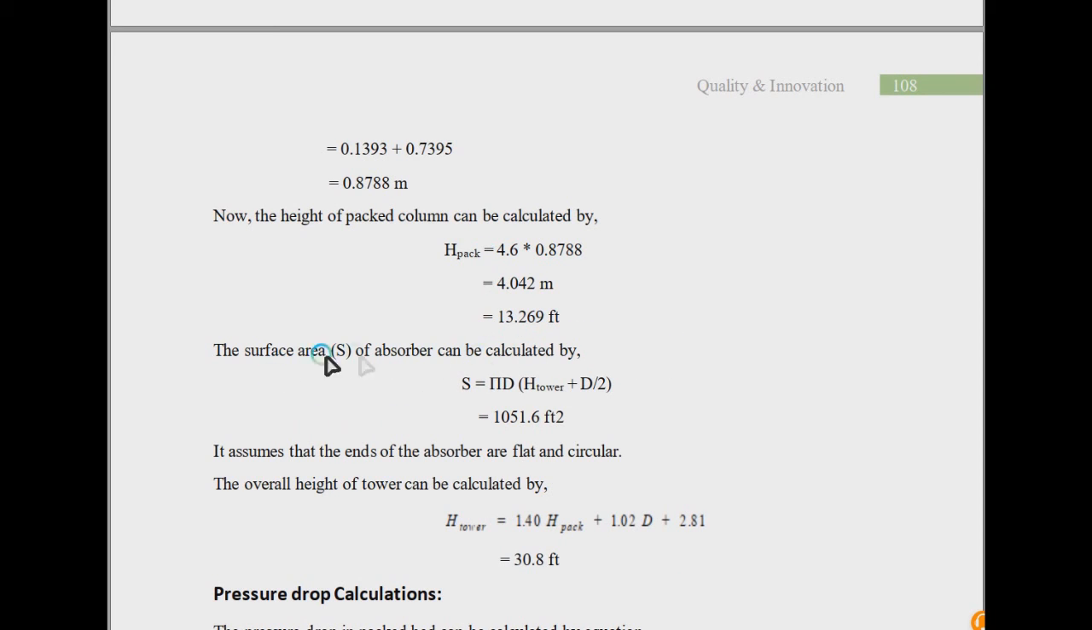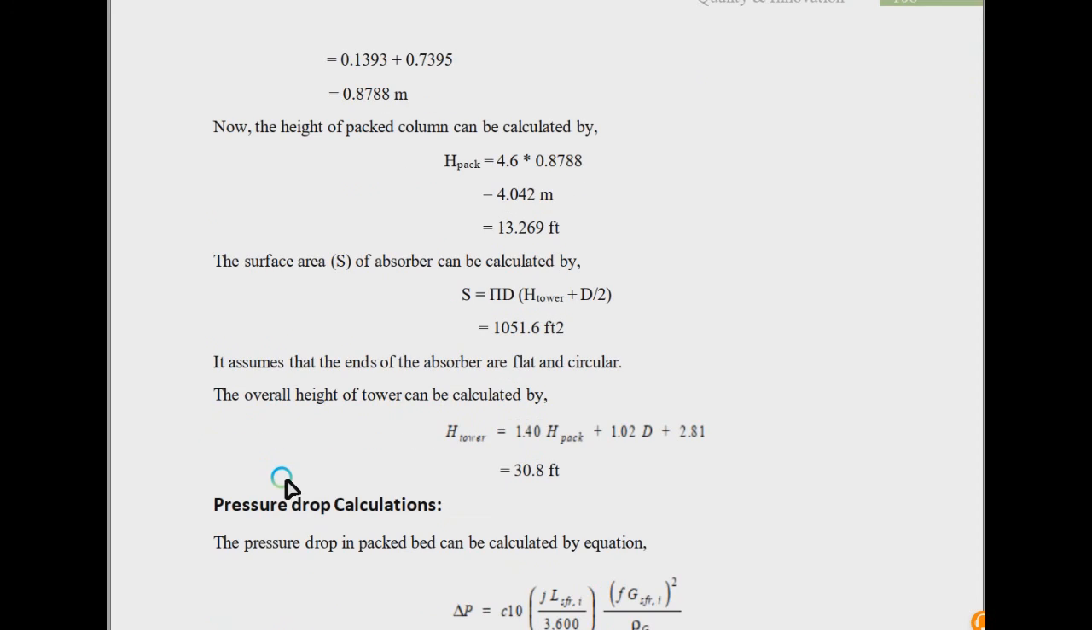The surface area of the absorber can be calculated using this formula: S equals pi multiplied by the diameter of column multiplied by the height of tower plus D over 2. Oh, there is a mistake. It is not actually the height of tower, it is the height of packing. There is a difference between height of packing and height of tower, because there will be some kind of inlet nozzle and many kinds of internals. So the height of packing will be smaller than the height of tower. Here height of packing will be used, it needs correction. So the surface area is calculated to be 1051.6 feet squared.